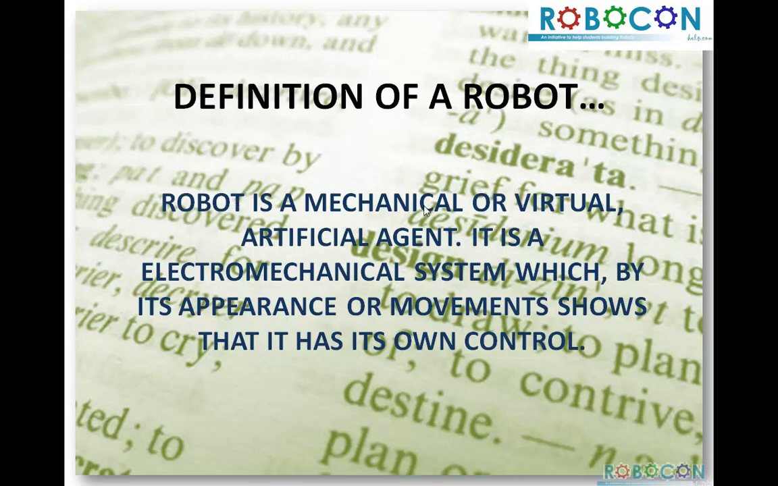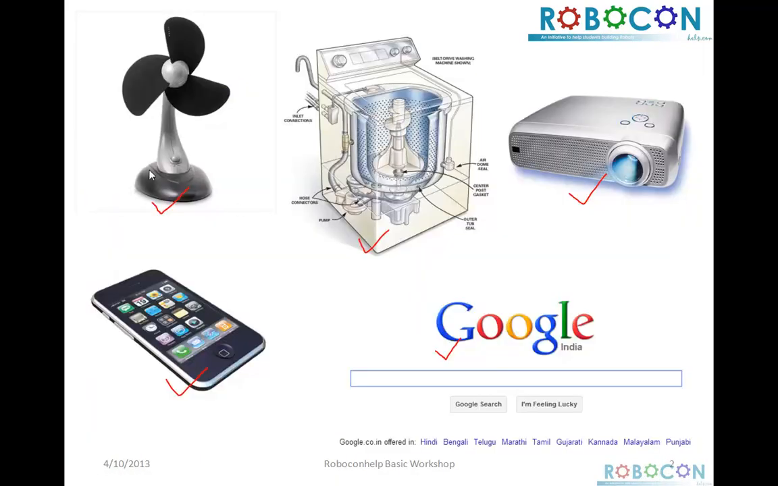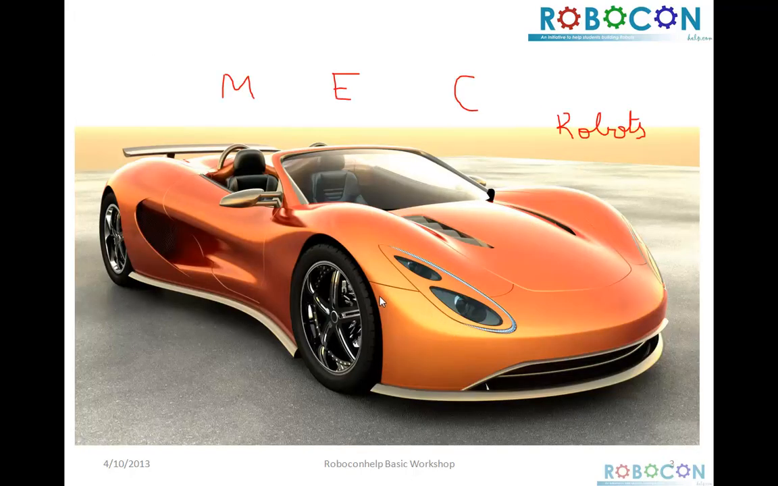So we can say that a robot is a mechanical or a virtual artificial agent. Just in case, our virtual artificial agent can be a good example, like the smartphone softwares or the Google search engine. It is an electromechanical system which, by its appearance and movements, shows that it has its own self-control. If you look at this last line, it says that it shows that it has its own self-control. And if we look at the previous examples which we had seen, these machines had self-control to a certain extent, because the fan was only dependent on an input of click of a button. Similarly with the washing machine, similarly with a projector, maybe a phone and a Google search engine. So every other machine which is surrounding us is showing self-control until a certain limit.